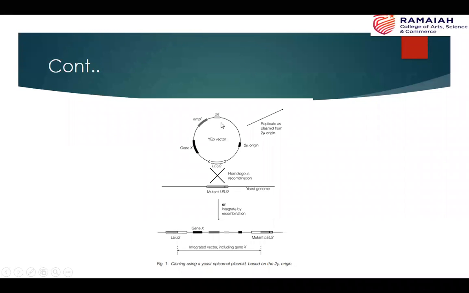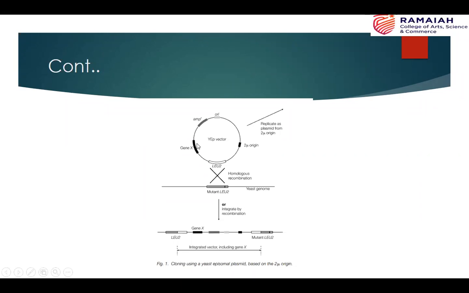The shuttle sequences include the E. coli origin of replication and the selectable marker for E. coli, that is the ampicillin resistance marker. And this episomal plasmid vector also includes a selection marker for yeast. Here in this example, the selection marker is LEU2. This is the gene that enables the biosynthesis of the amino acid leucine. Here you can incorporate your gene of interest, that is gene X.